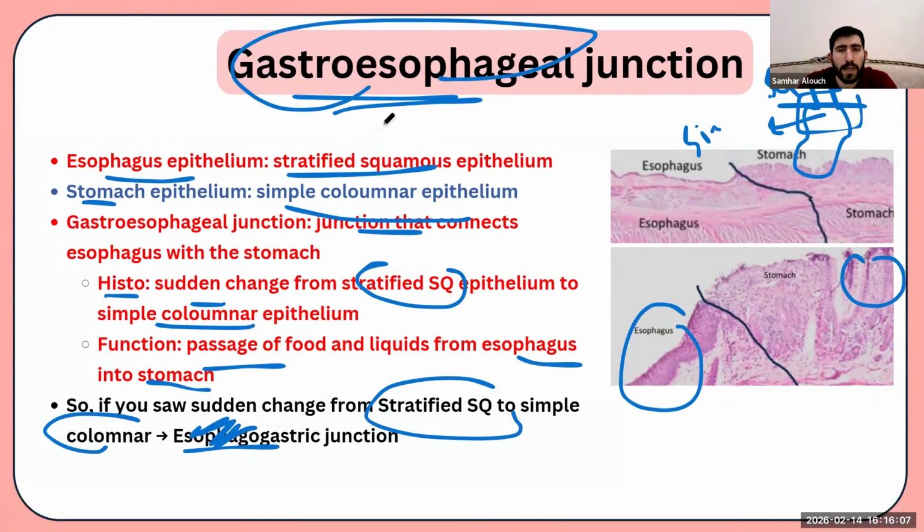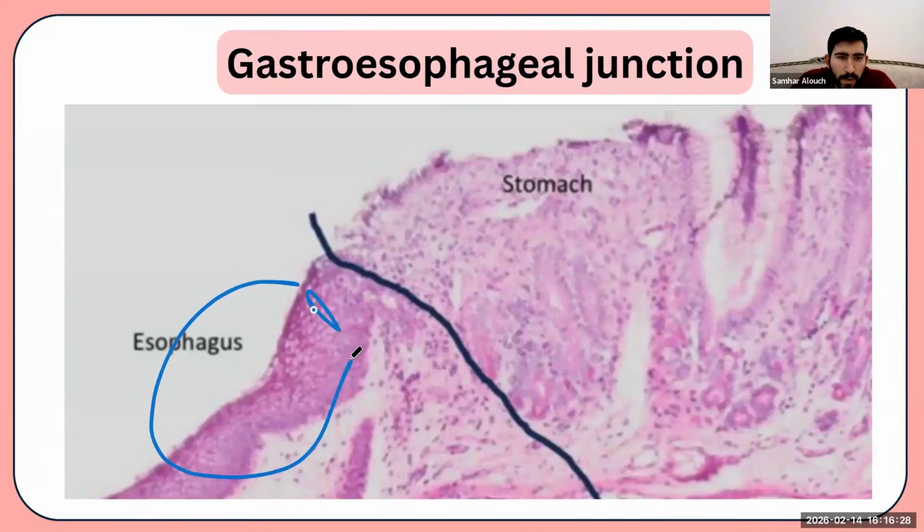Okay? Clear? Because I'm sure it's gonna come in the OSPE, this one or another junction. It came in our exam and it was the real microscope and you need to look, and it was tough. So memorize this by heart. Sudden change from stratified squamous to simple columnar, that's definitely gastroesophageal junction. As you can see here, that's stratified squamous, that's simple columnar.